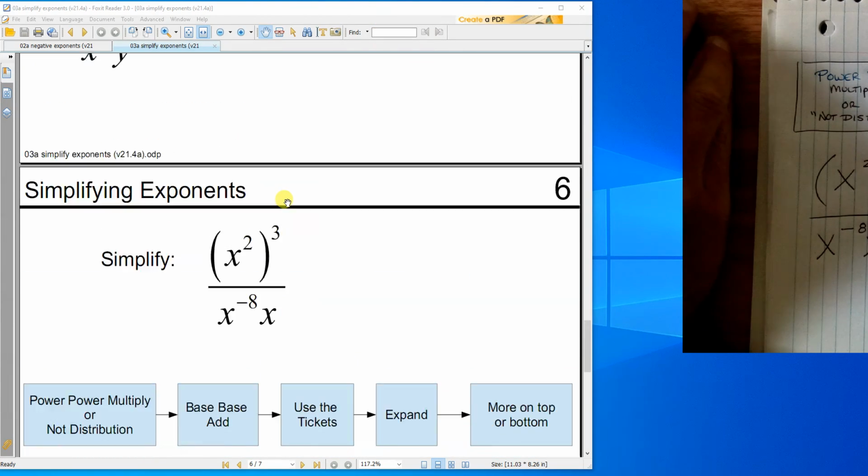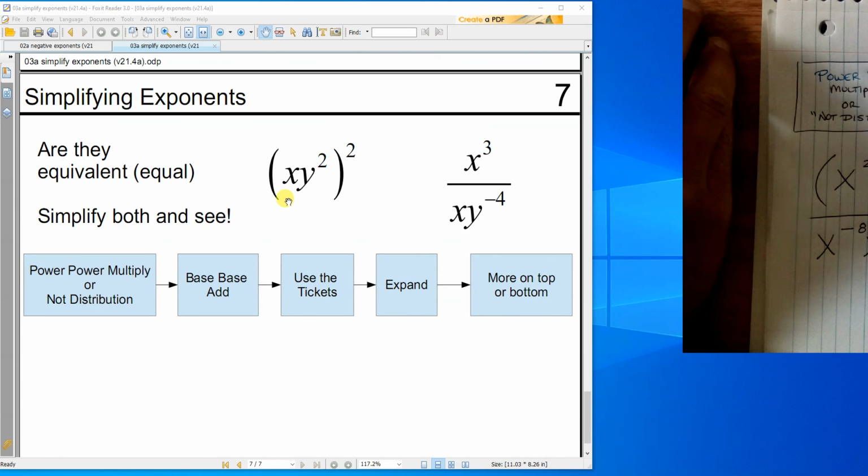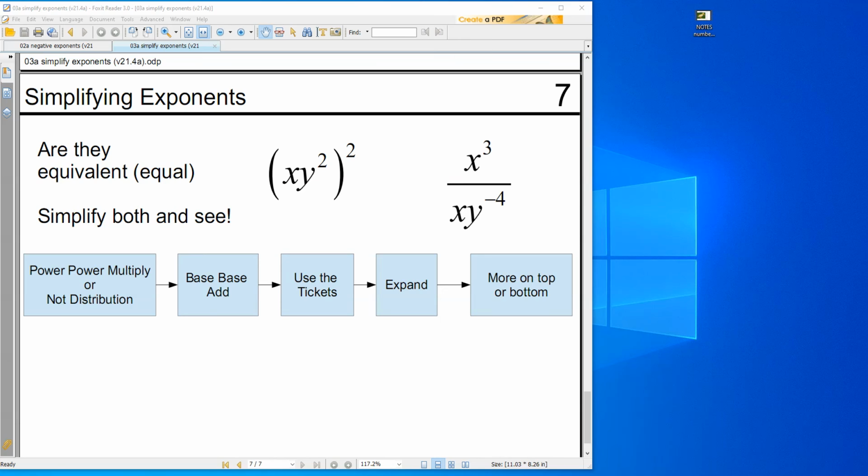Let's try this one. Oh, is that the one we just did? We just did that one. Let's do this one. Oh, are they equivalent, equal? Well, follow through the flow map on both of them and determine if they are the same thing. Power to a power, multiply, or not distribution. That's what I'm going to do first right here. So there's a 1 right there. So it's going to be x to the 2nd, y to the 4th.